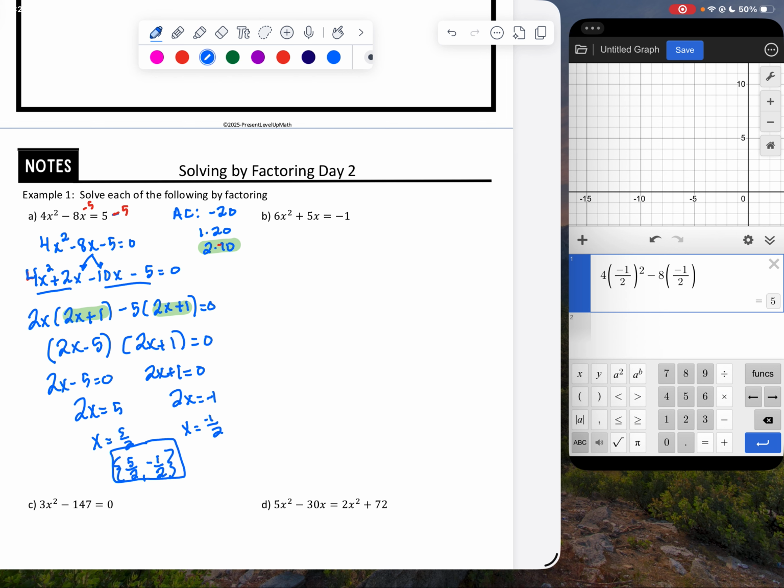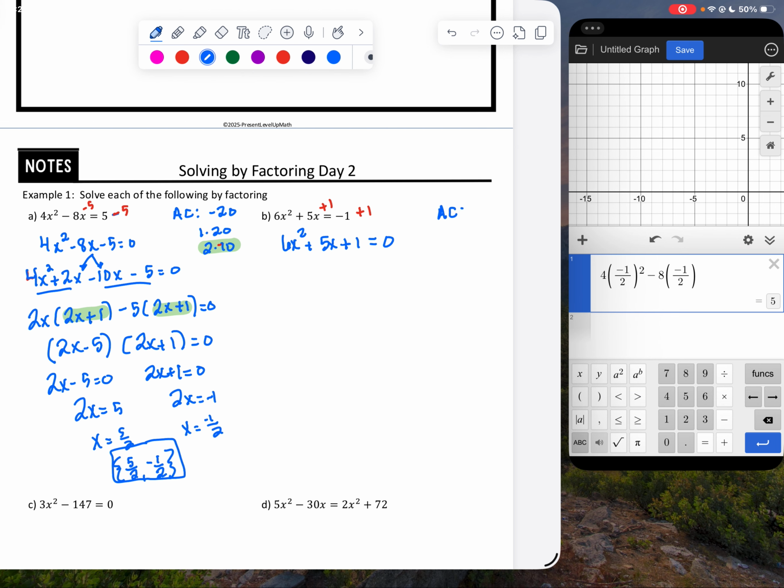All right, problem B. We have 6x squared plus 5x equals negative 1. I'd like you to pause the video and try this problem on your own. All right, welcome back. Let's see how you did. The first thing I did here was add 1 to each side, and that gave me 6x squared plus 5x plus 1 equals 0.